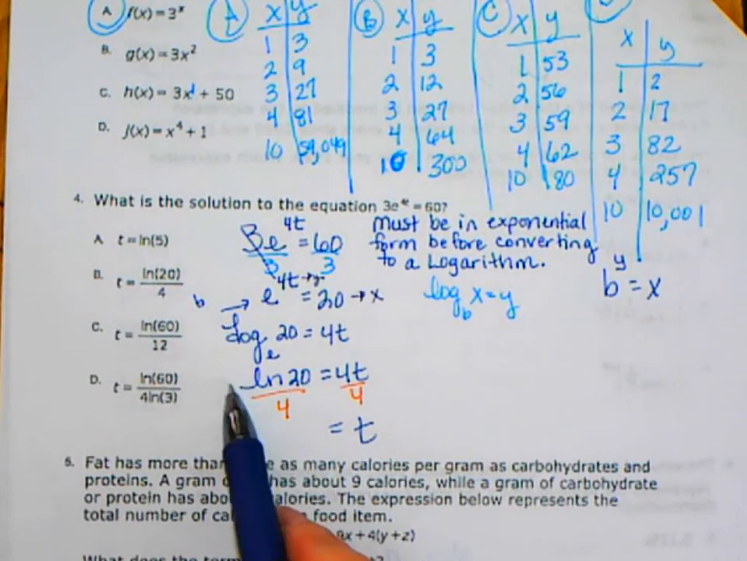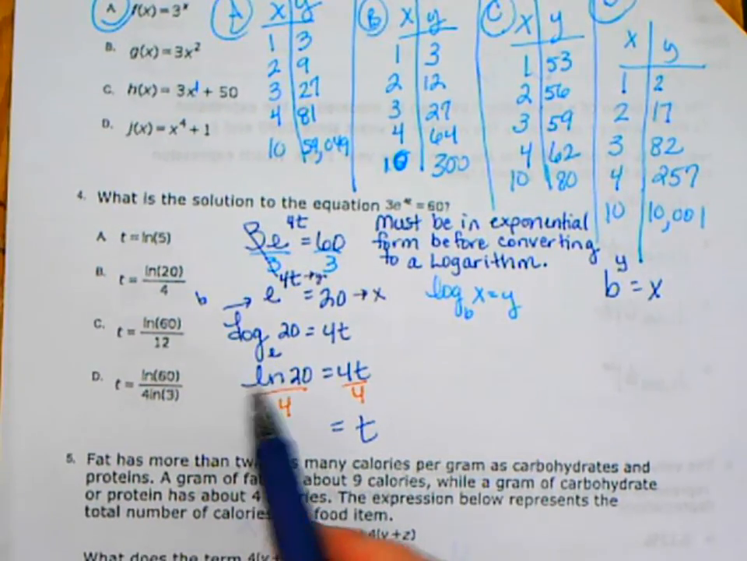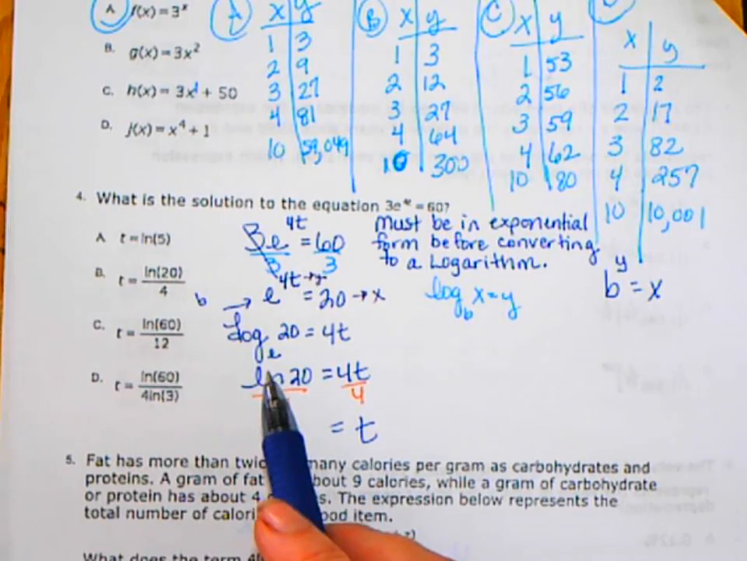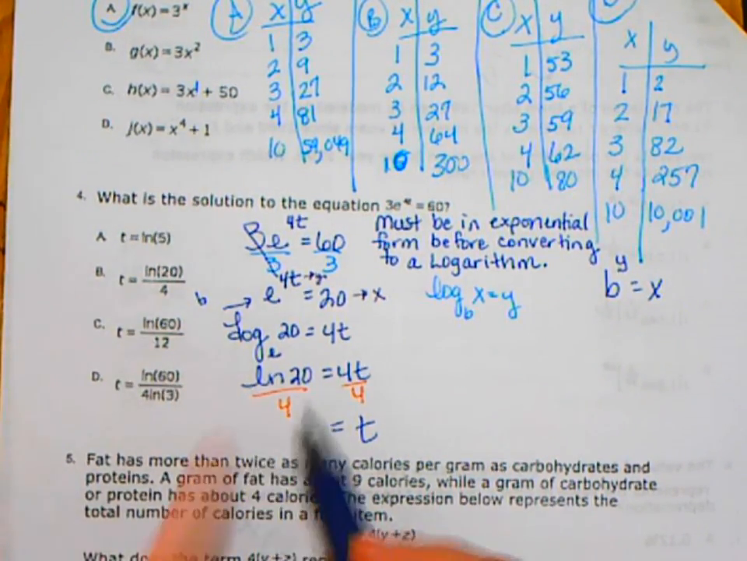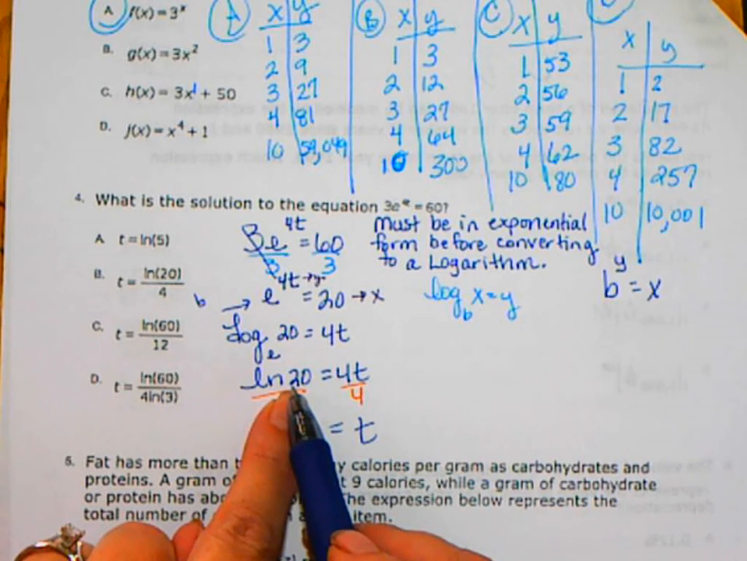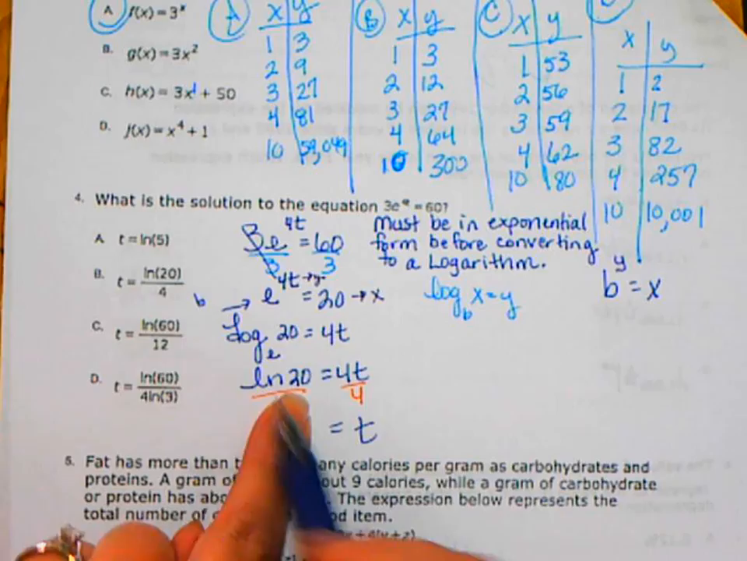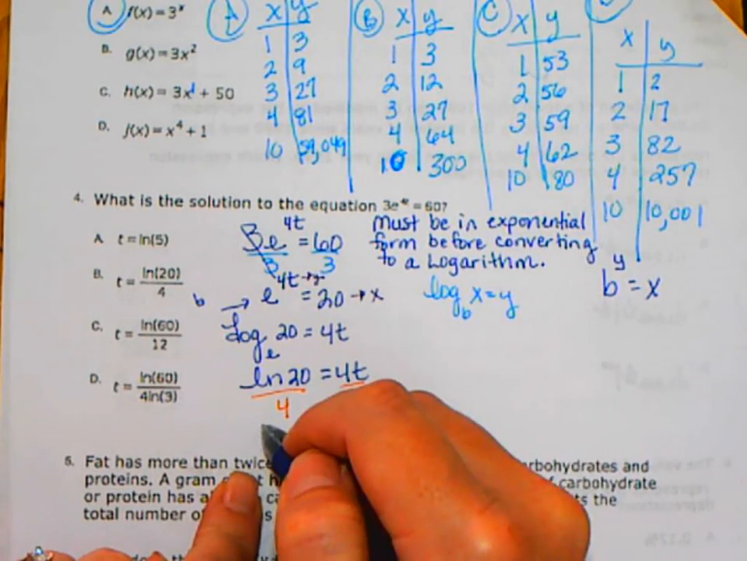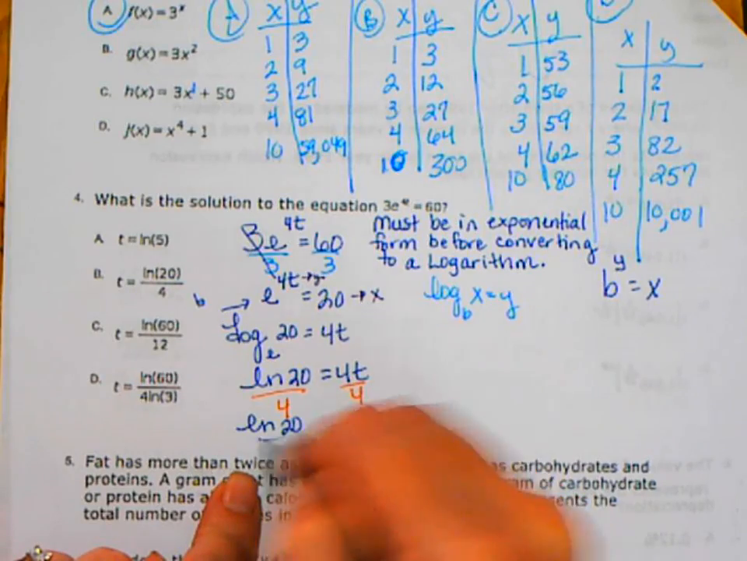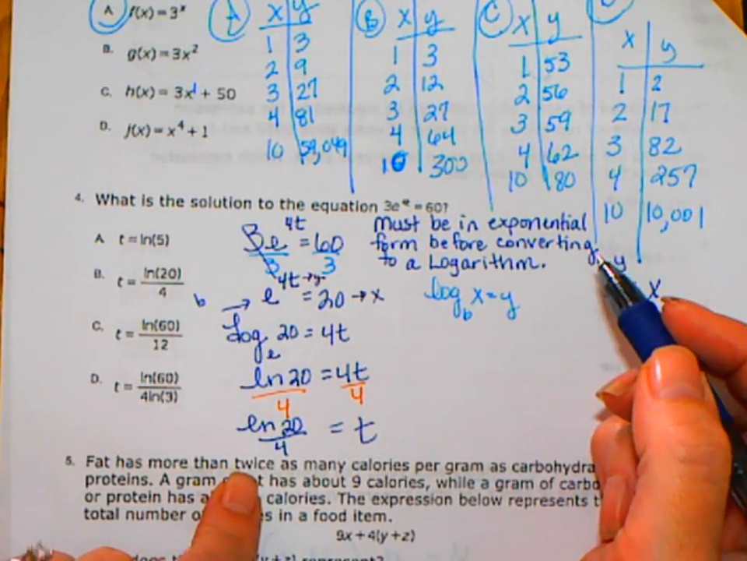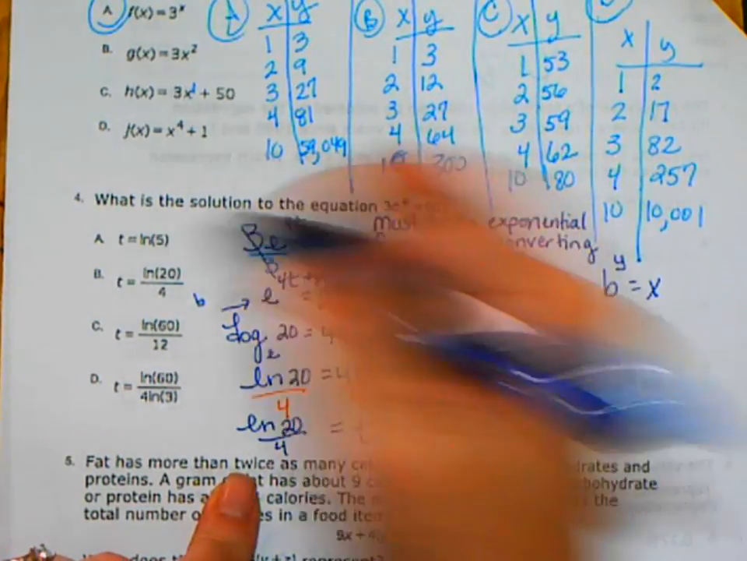Now, if the 20 was to the left of the natural logarithm, that means 20 times the natural log of whatever, we could divide those. But this is the natural log of 20, meaning 2.9957, whatever it was. Okay, so our answer is the natural log of 20 divided by 4 equals t, which would be option B.